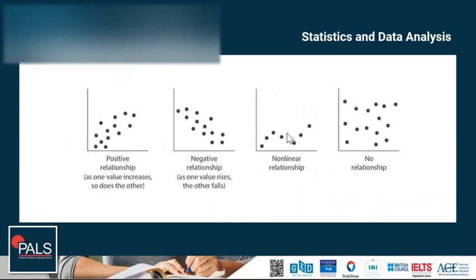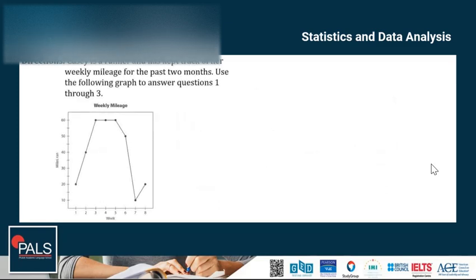Let's observe the following scatter plots. Okay, positive relationships: as one value increases, so does the other. Negative relationship: as one value rises, the other falls. Then we also have non-linear relationships, and when all the dots are scattered, then there is no relationship. Okay, let's check an example for line graph and scatter plot. Let's start with line graph.